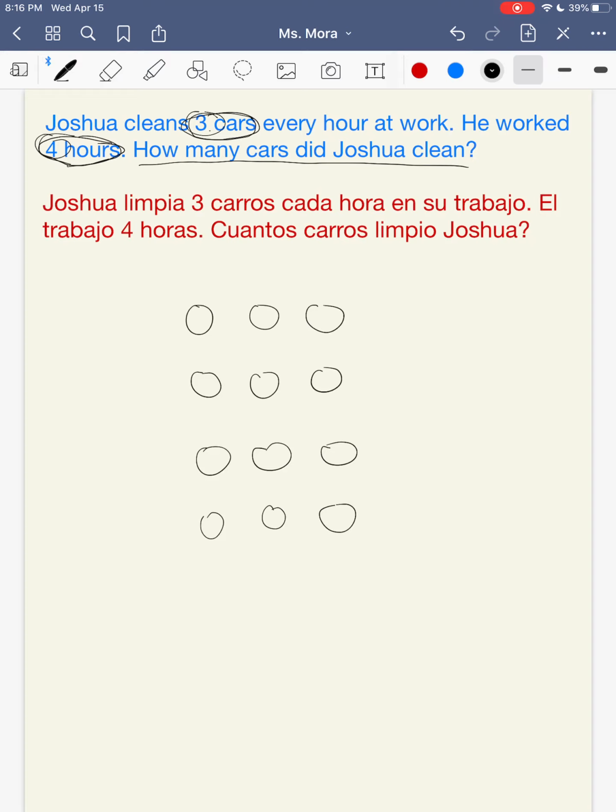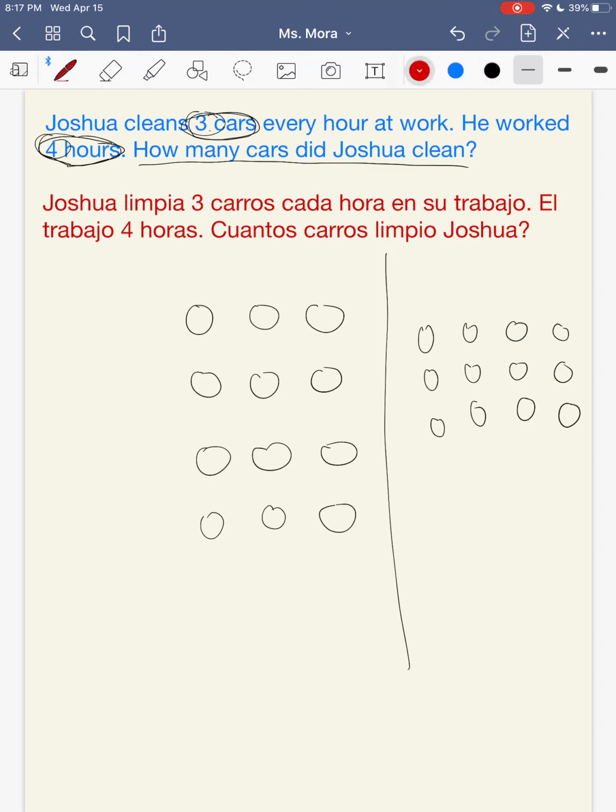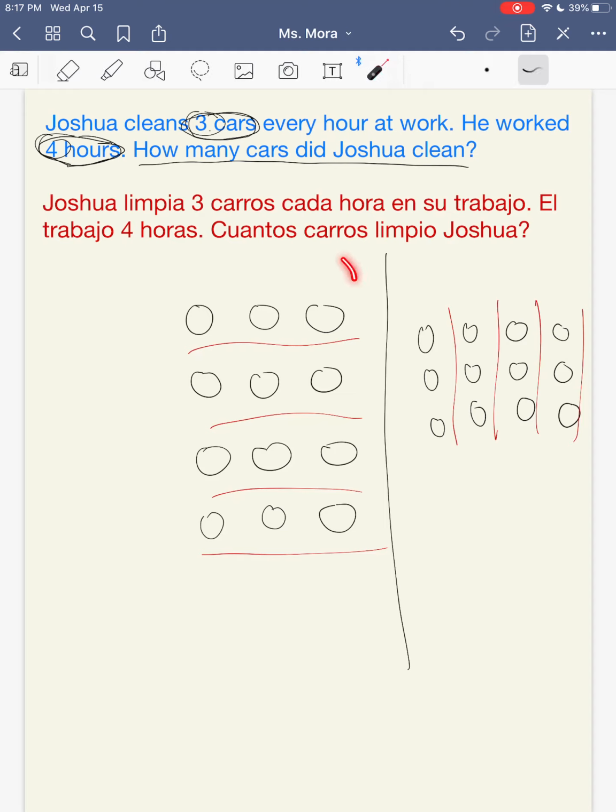Another way you can do it is, if you want to draw it in columns, you could draw 4 columns with 3 in each one. So this would be 1 column with 3, 2 columns with 3, 3 columns with 3, and 4 columns with 3. As long as it looks like an array. So you could either draw 4 rows of 3, or if you like columns better, you can do 4 columns of 3. So both of these arrays are correct, just one of them drew 4 rows of 3, and this one drew 4 columns of 3.